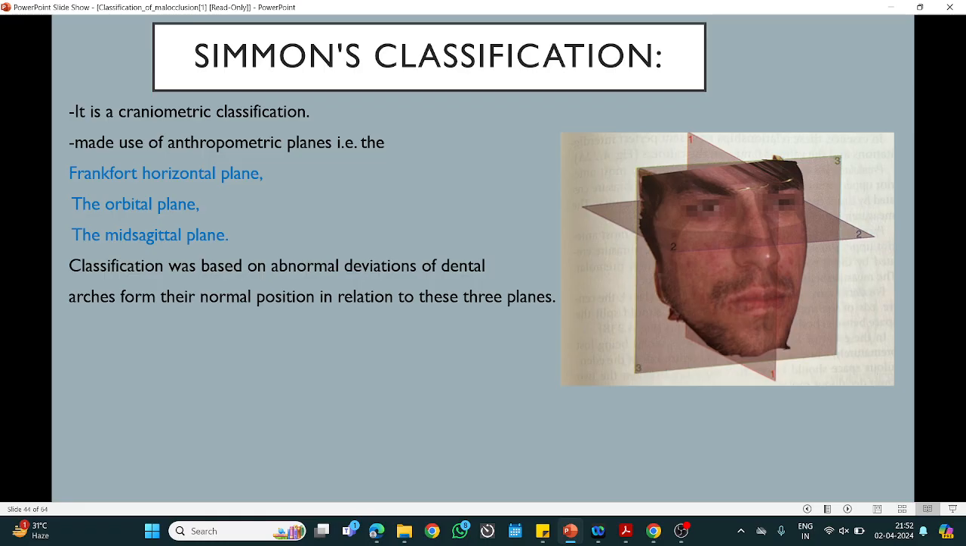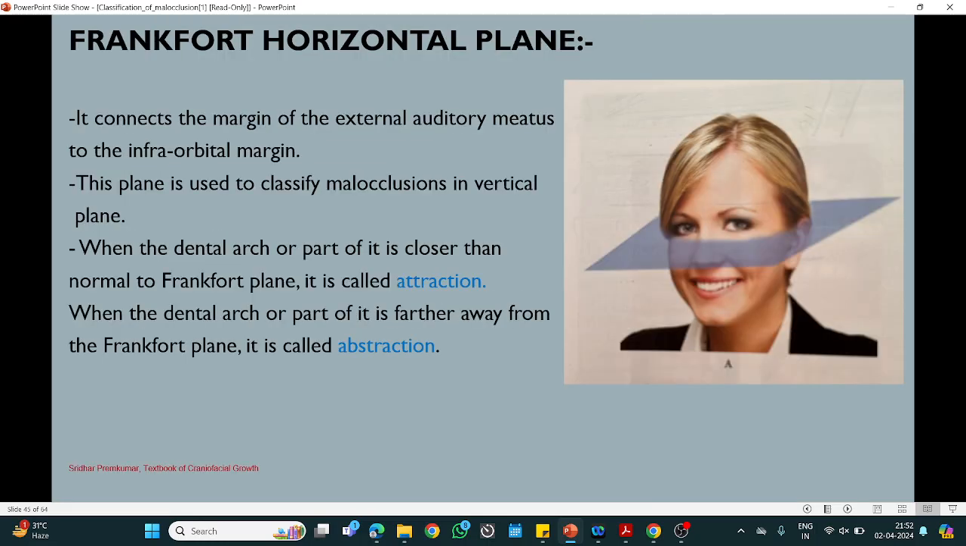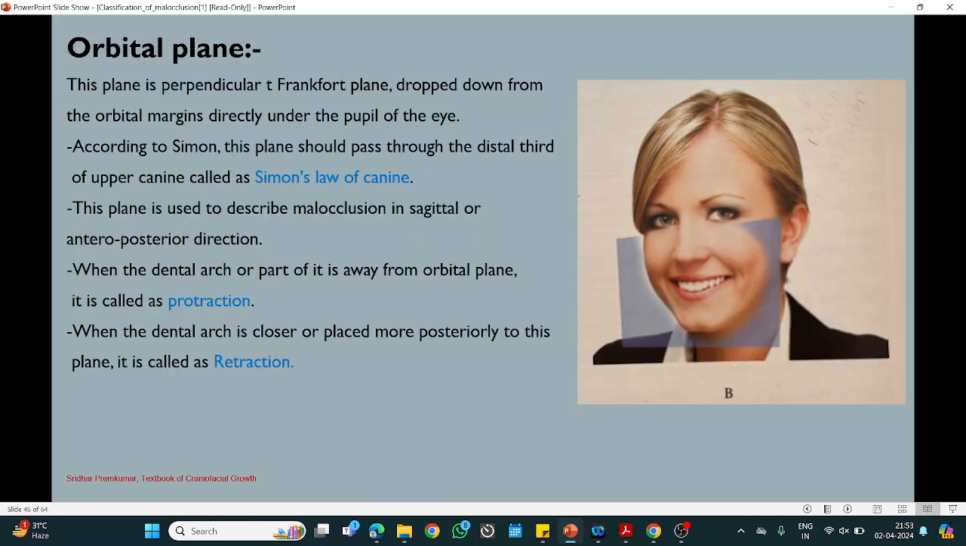Classification was based on abnormal deviations of the dental arches from their normal position in relationship to the three planes. The Frankfurt horizontal plane connects the margin of the external auditory meatus to the infraorbital margin. This plane is used to classify malocclusion in the vertical plane. When the dental arches or part of them are closer to the Frankfurt plane, it is called attraction, and if farther away, it is known as abstraction.